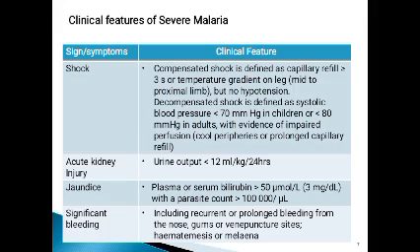Significant bleeding is a sign and symptom. Clinical features include recurrent or prolonged bleeding from the nose, gums, or venipuncture sites, hematemesis, or melena.